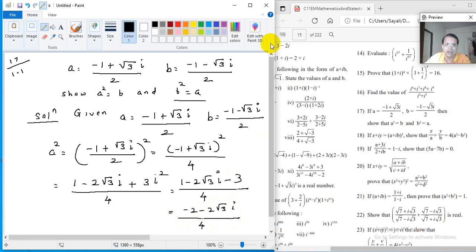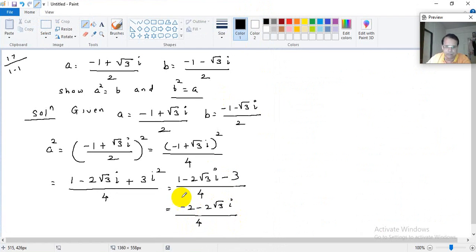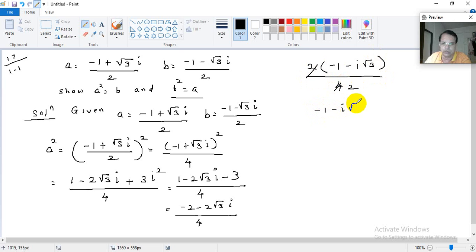Now you can, I will enlarge this. Now what happens here? I can take 2 common in the numerator, so it becomes 2 into bracket (-1 - i√3), divided by 4. So 2 upon 4 becomes 1 upon 2. So what finally we get? (-1 - i√3) divided by 2, which means you get b. This is b. Proved.